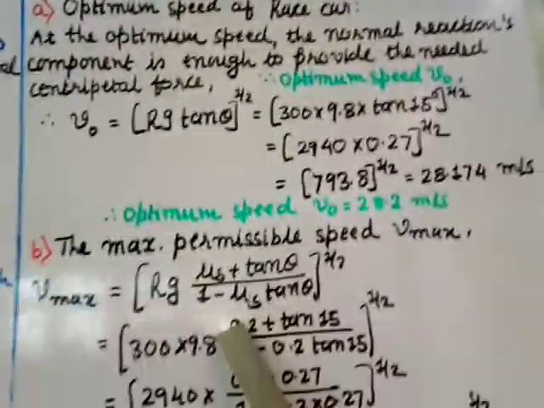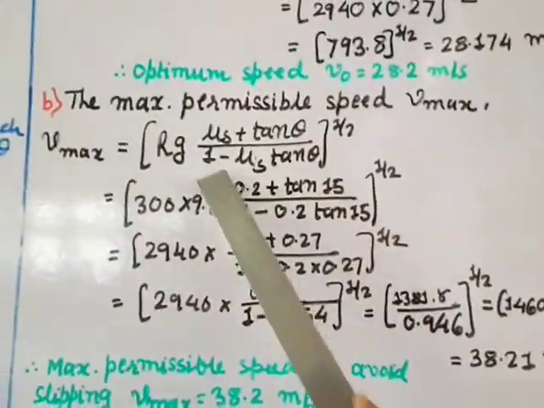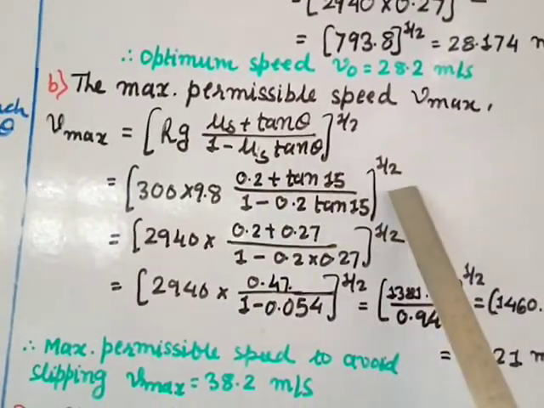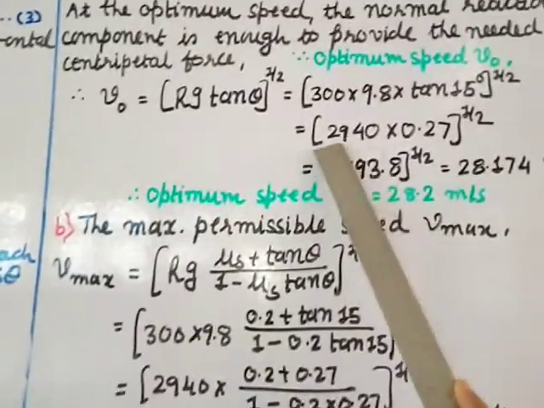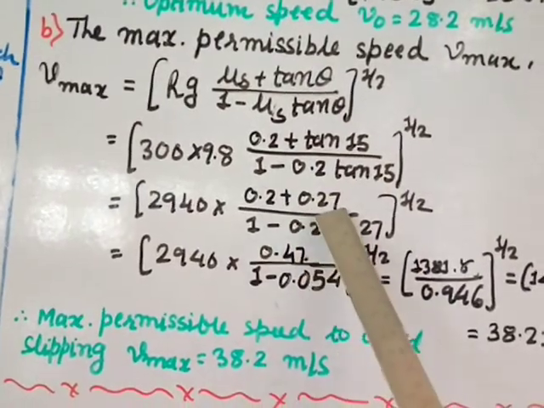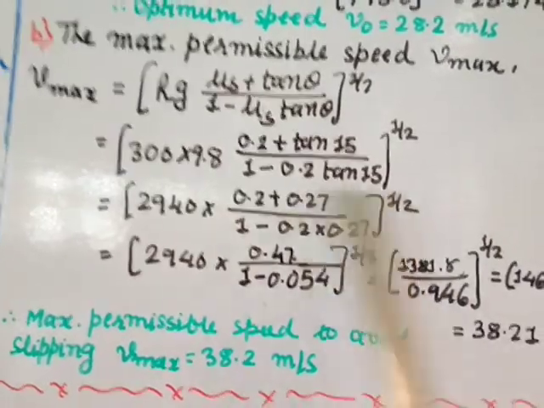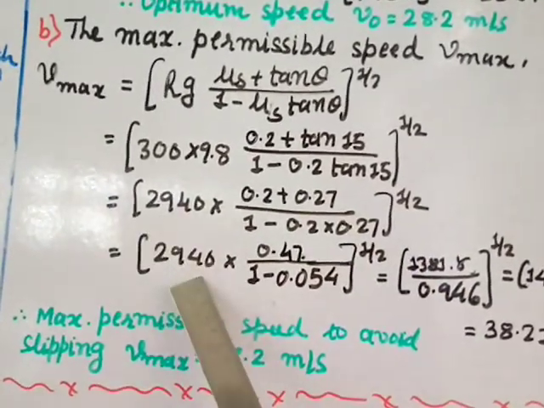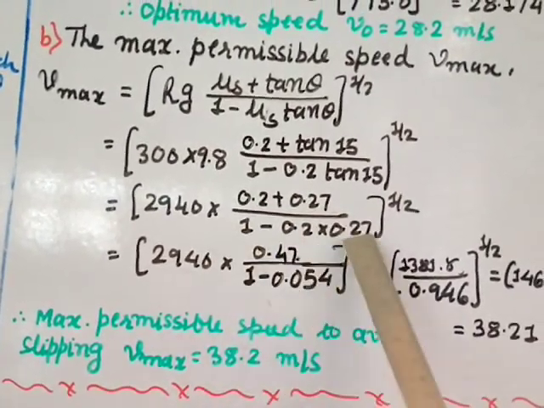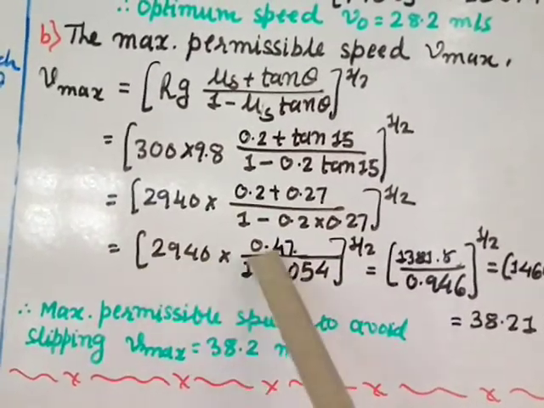Mu s value is also given to us as 0.2. So I put here 0.2 plus tan theta, which is given to us as 15 degree, so put the value 15 degree. Divide by 1 minus mu s, which is 0.2, times tan theta, 15, the whole to the power 1 by 2. This product we have already done: 2940 into (0.2 plus tan 15, which is 0.27), divided by (1 minus 0.2 into tan 15, which is 0.27), to the power 1 by 2. 2940 as it is, into, add this together, you get 0.47, over 1 minus this product, which is 0.054, to the whole power 1 by 2. Now I am multiplying this.